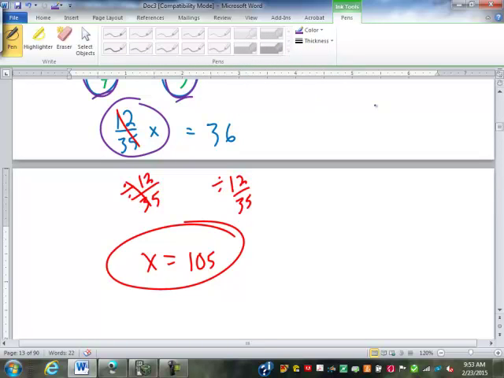Perfect. On here it says 1/105. You did something wrong in your calculator. You did the 12/35 divided by 36 and not the other way around.